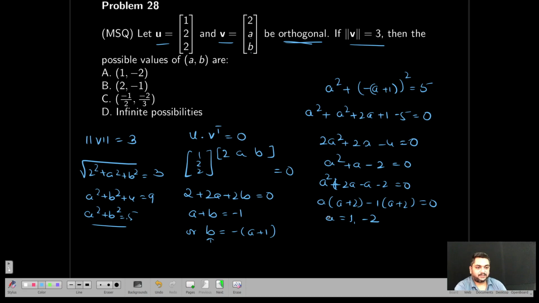Okay. Then if a is equal to 1, what is b? So b is equal to minus 2. So then if a is equal to minus 2, then b is equal to minus of minus 2 plus 1. That is 1. So 1 comma minus 2, this is the correct answer.